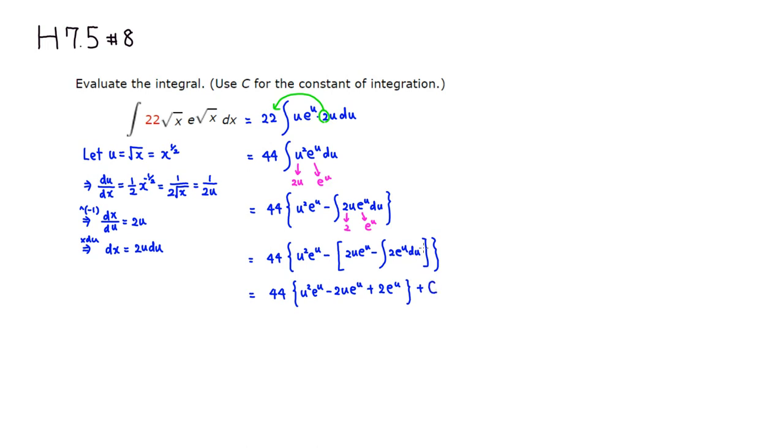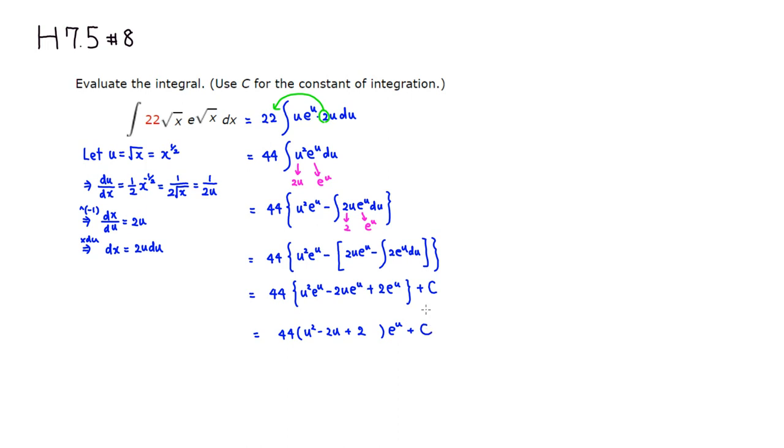Then all three terms have e to the u in them, so I'm going to pull it out. I'm going to write it this way: 44 is sitting here, then I'm going to pull out e to the u right here. Then we're going to have u squared from the first one, a minus 2u from the second term, and a plus 2 from the third term. Then you have a plus some constant c.